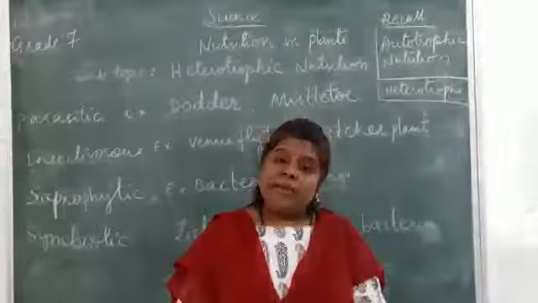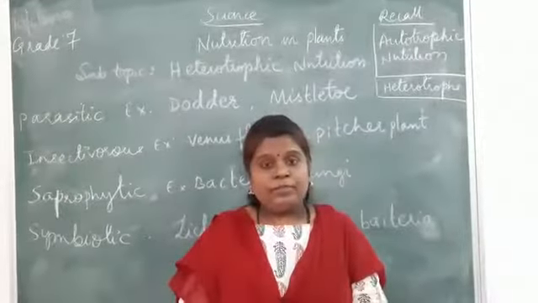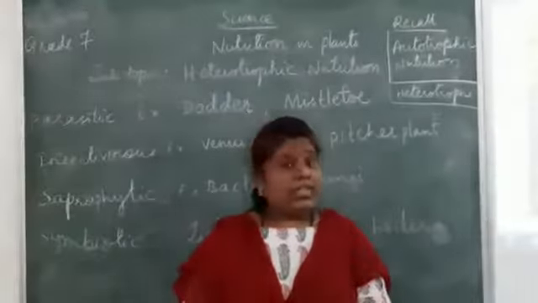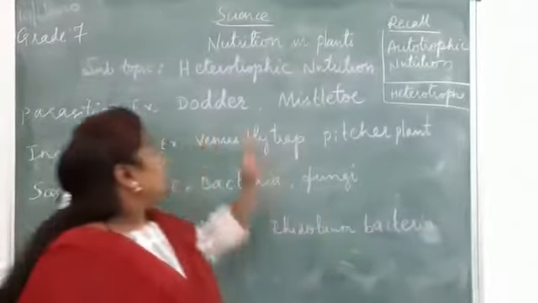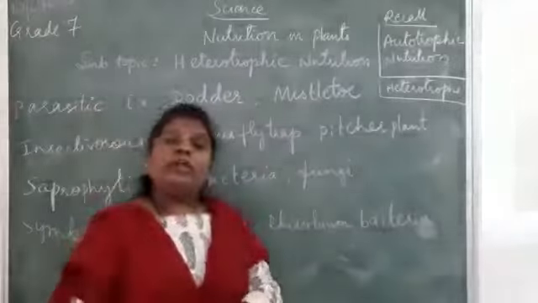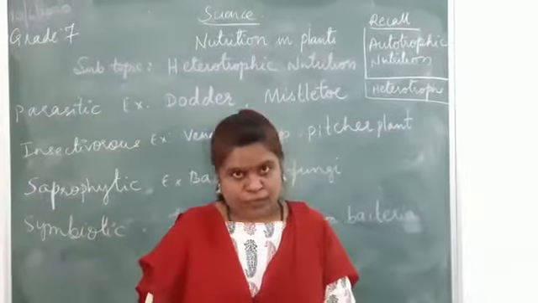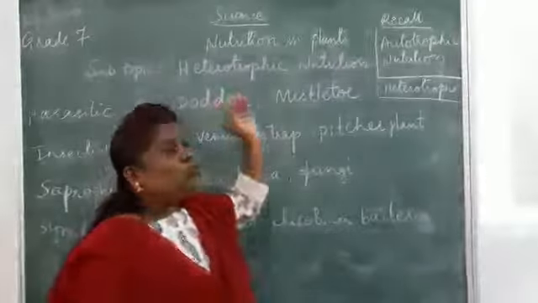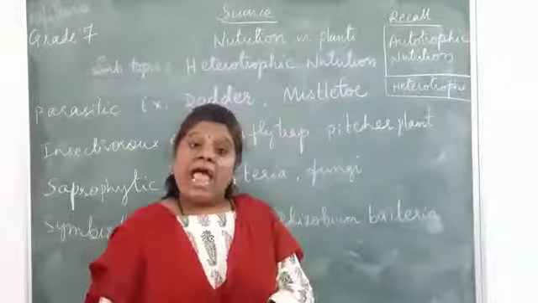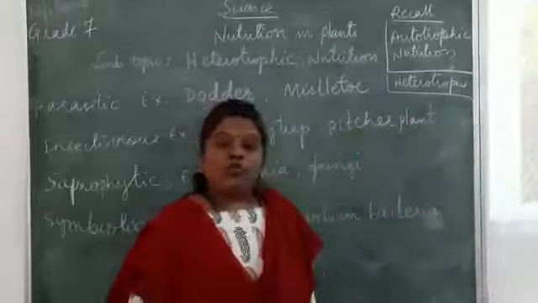But what about the plants which don't have chlorophyll? Which mode of nutrition do they follow? They follow the heterotrophic mode of nutrition. So, the plants which do not contain chlorophyll follow the heterotrophic mode of nutrition and are called heterotrophs.